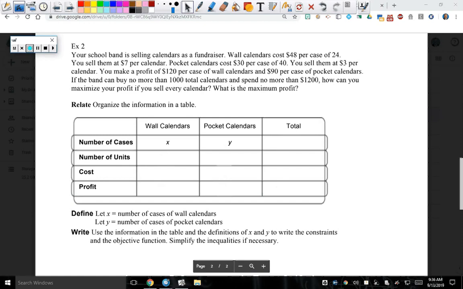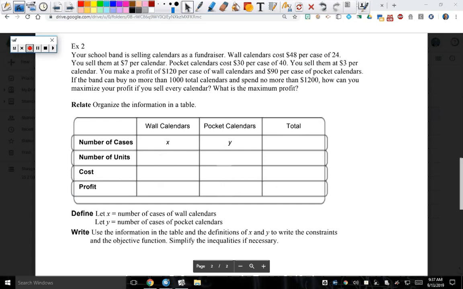If the band can buy no more than 1,000 total calendars and spend no more than $1,200, how can you maximize your profit if you sell every calendar? And what is that maximum profit? Okay, so this is a big time problem. First of all, let's start with what equations we're going to have as far as when we're building them.